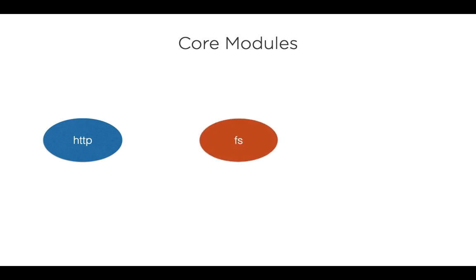Node.js comes with a set of core modules that provide essential functionality for building applications. These modules include HTTP for creating web servers, FS for file system operations, and events for handling events. Talking about events, one of the key features of Node.js is its event-driven architecture. If you're familiar with other server-side technologies, Node handles web requests differently than others.